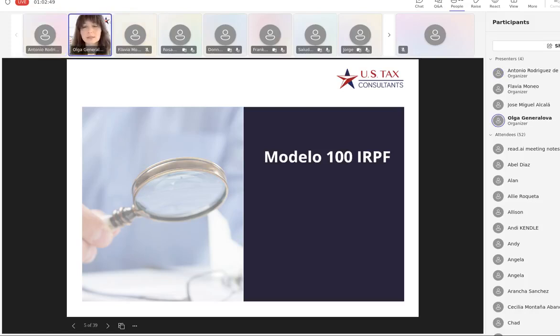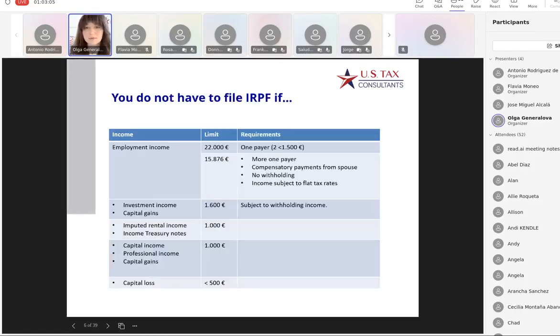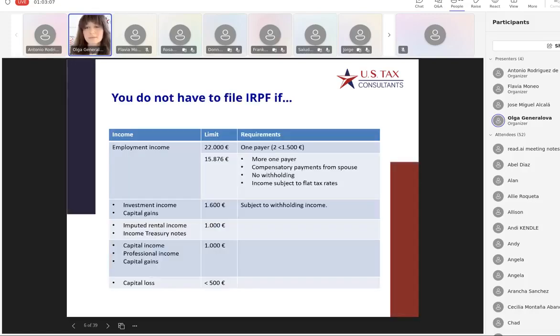My name is Olga Generalova, and I'm National Director of US Tax Consultants. I spent the last 4 years at US Tax Consultants, helping US citizens in Spain understand and comply with their Spanish tax obligations. So I recognize many of your names, and it's really nice to finally be the face behind the emails or phone calls. So let's start.